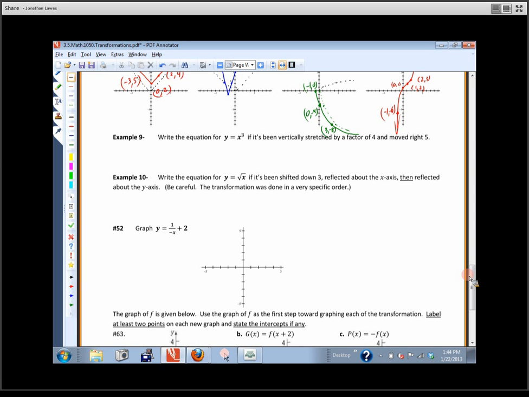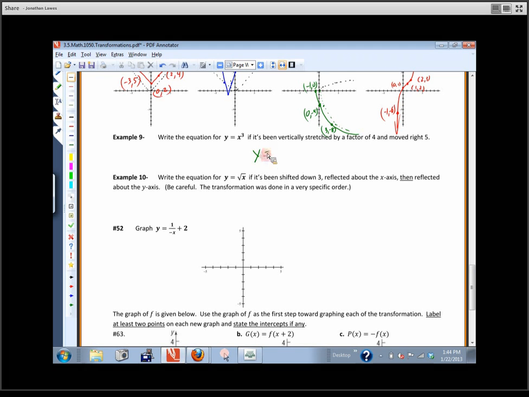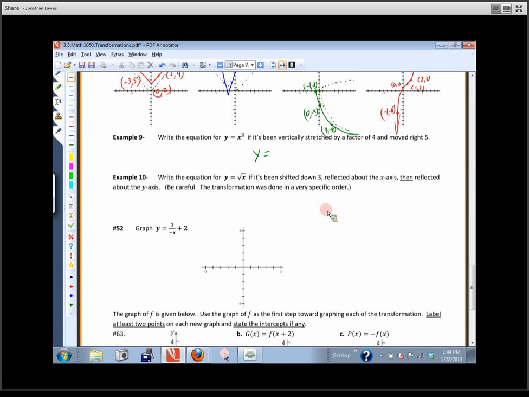So our parent graph, our shape, is x cubed, the cubing function. We want to vertically stretch it by a factor of 4, and we want to move it to the right 5. Give you a hint. Starts off with y equals. Nice. Justin, what do we do here? Since it's a vertical stretch, it's 4, and then it's just x minus 5 cubed. Okay, and that would have to go in parentheses, right? Yeah. That's it, right? Easy enough?